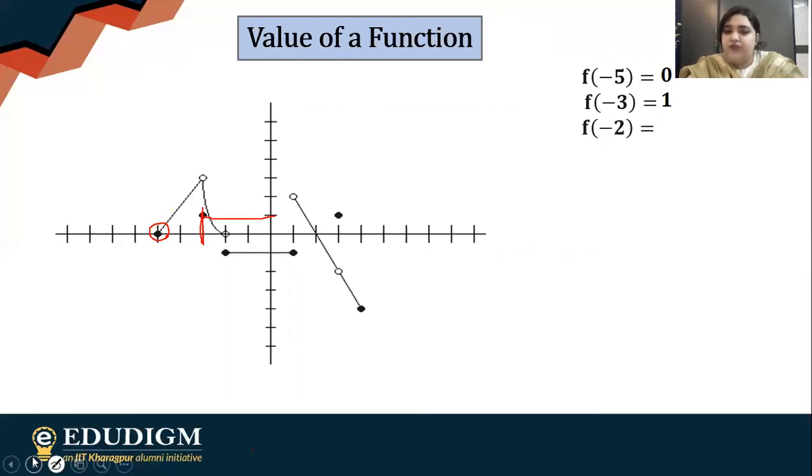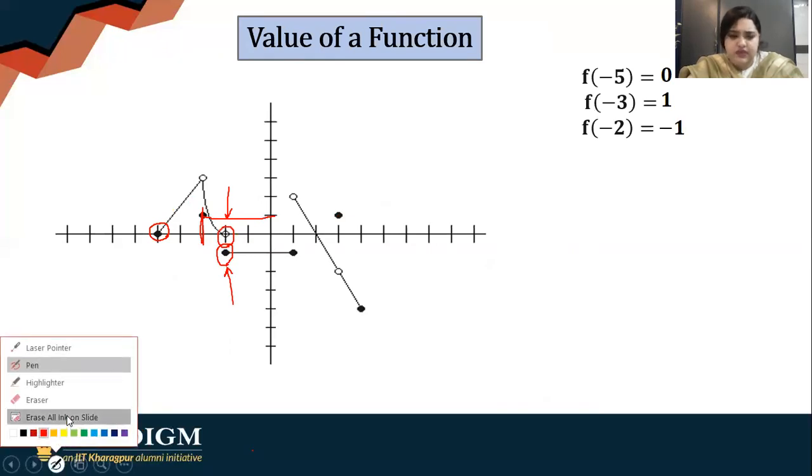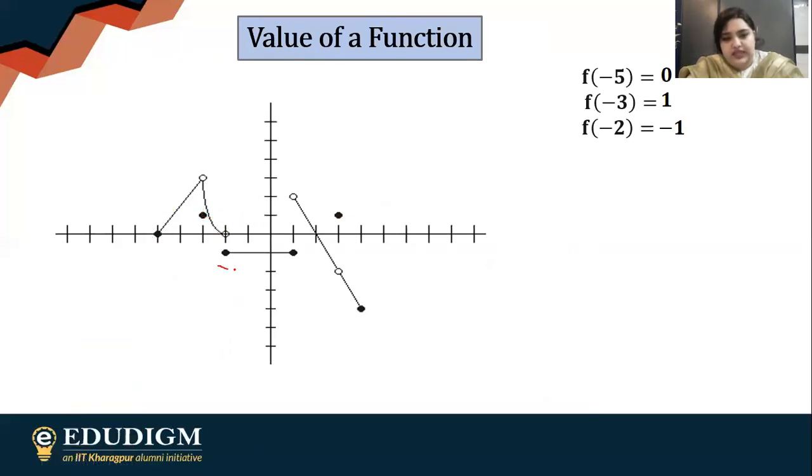I'm taking f of minus 2. If you look at these things, there are two values here. The first one is hollow, whereas the second one is filled up. So I'm going to take the second value. So the value will be 1. Now look at the graph again. In this particular region, it's maintaining a constant value. So if I take anything from this particular region, I will get the value minus 1.